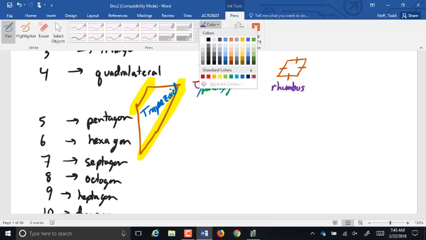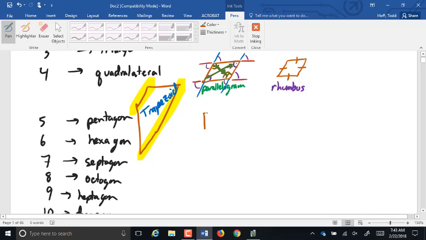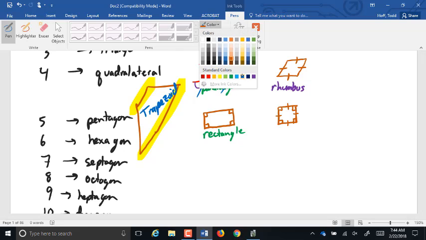Now, another special type of parallelogram: opposite sides are still parallel, but now all 4 angles are equal. In other words, all 4 angles are 90 degrees. It's called a rectangle. A rectangle is a parallelogram. Something that's even more special is a parallelogram with all 4 sides equal, a rectangle with all 4 sides equal, or a rhombus with all angles equal. It's a quadrilateral with all 4 sides equal and all 4 right angles. It's called a square.